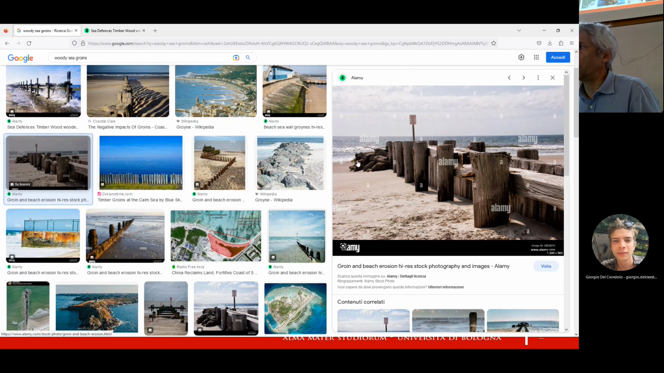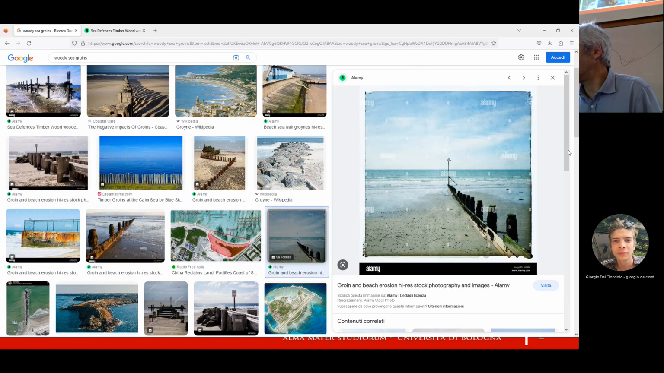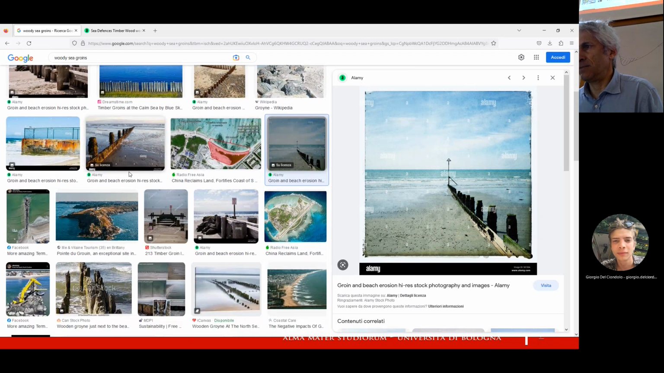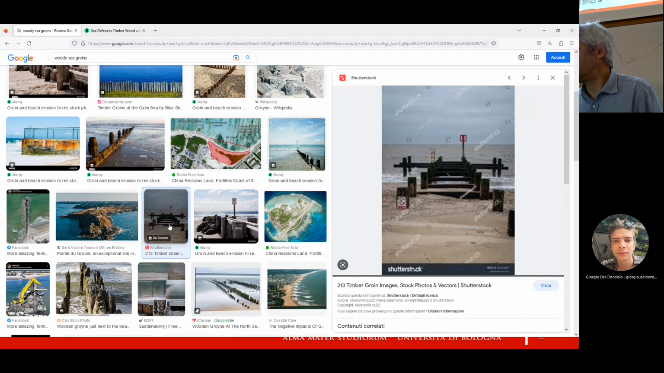Okay, so as I said, there are boulders here to protect the groin in the proximity of the sea. Here there is another example, and let's see. This is another example. You see that the structure can be really different. There is a lot of diversity.